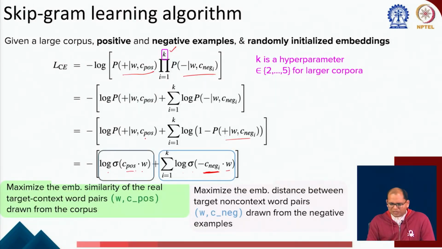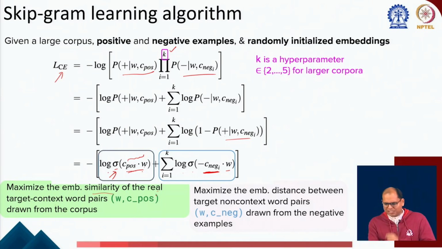Okay. So, essentially what I want to do is minimize this loss. That means I have to maximize this quantity, and this will happen if, as we saw, the sigmoid will be maximum if this embedding similarity is high. So, I want to maximize the embedding similarity of the real target context word pairs, W and C positive.